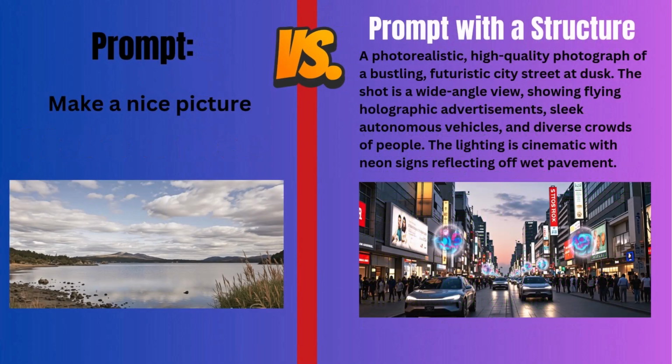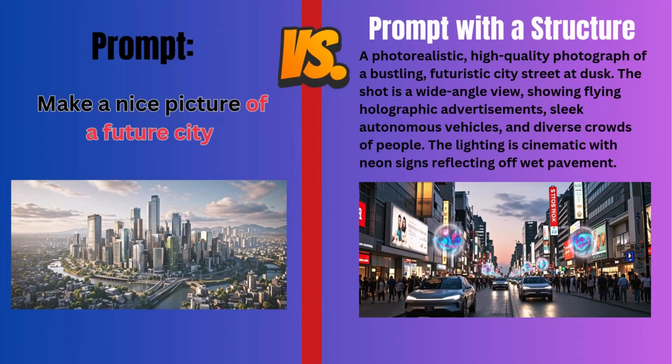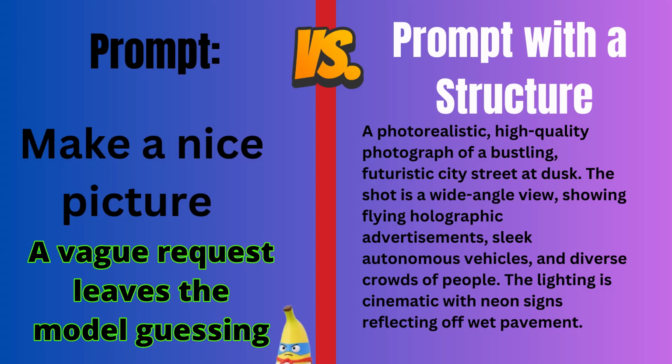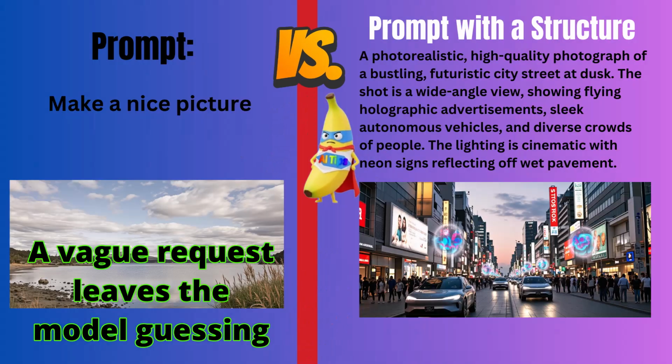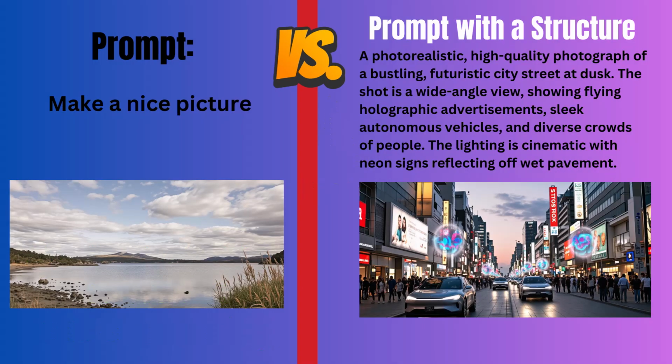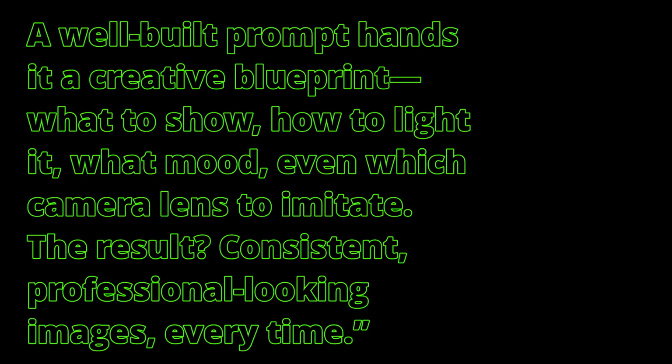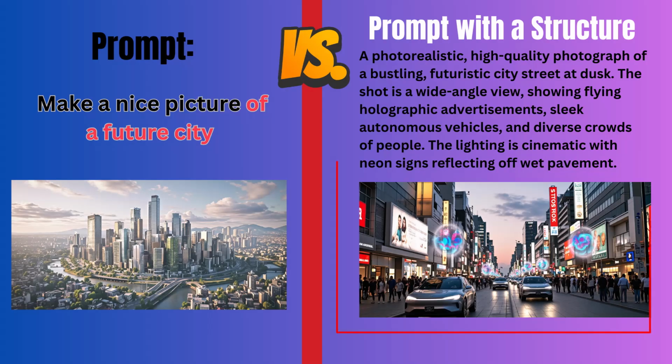Now, let us concentrate on this. Left versus right. Now, see the difference. A vague request leaves the model guessing. A well-built prompt hands it a creative blueprint. What to show, how to light it, what mode, even which camera lens to imitate. The results? Consistent, professional-looking images every time.